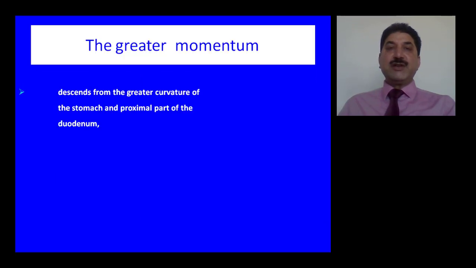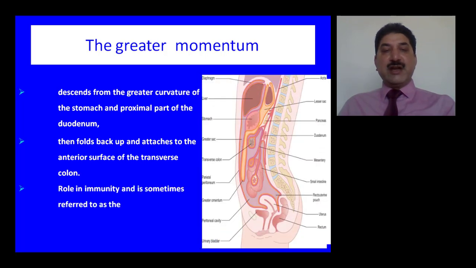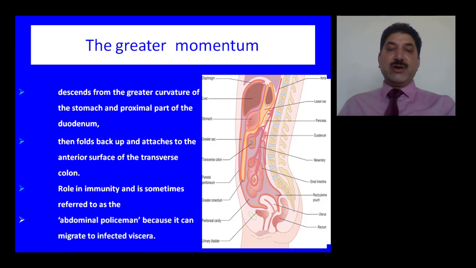Now, what is the greater omentum? Greater omentum is again a double-layered fold of peritoneum. It descends from the greater curvature of the stomach and proximal part of the duodenum, then folds back up and attaches to the anterior surface of the transverse colon. It has some role in immunity and is sometimes referred to as the policeman of the abdomen. However, recent studies have shown that it moves to the site of infection by chance and not by choice. So it is no longer regarded as the policeman of the abdomen.